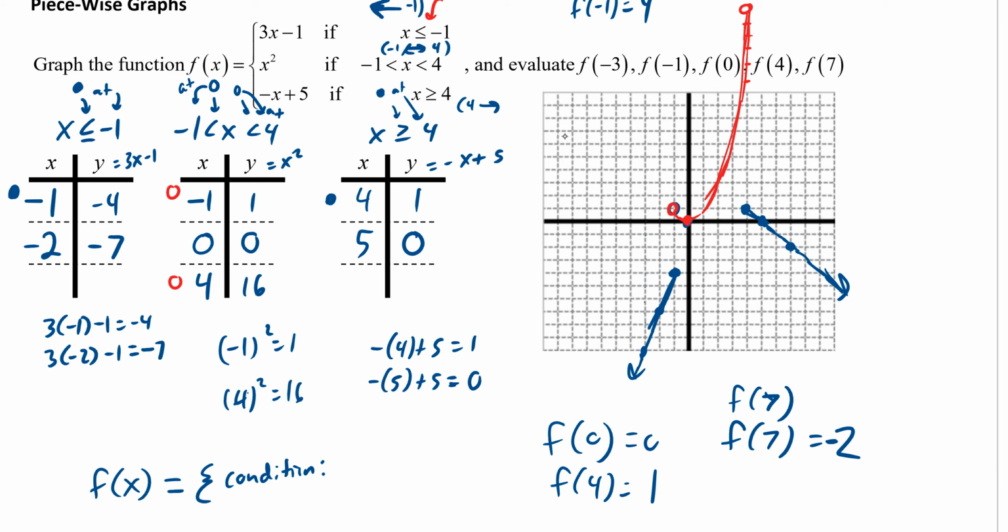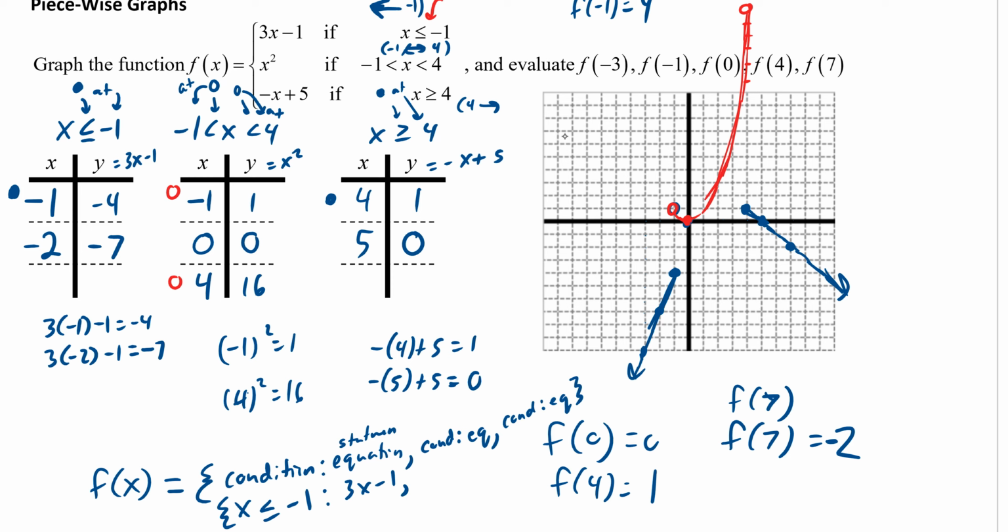Let's not use the function, we'll use the equation. The statement. And you put a comma, and you're going to continue this. So it's condition, 2 dots, equation, comma, condition, 2 dots, equation, until you're done. And then you set brace at the end. So it's going to look like this. Our condition here is x is less than or equal to negative 1. Set brace. Equation is 3x minus 1, comma.